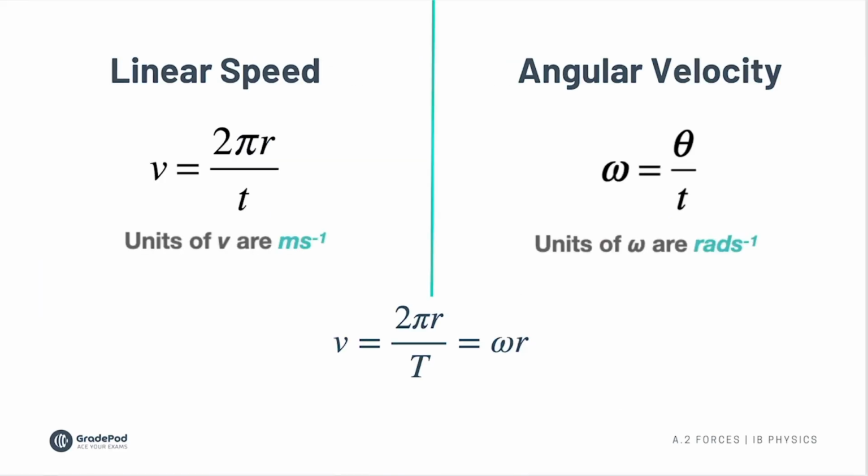Let's remind ourselves of the equations. Linear speed is v equals 2 pi r over t, and the units are meters per second. Angular velocity is omega equals theta over t, and the units are radians per second. And we can link linear speed and angular velocity using this relationship.